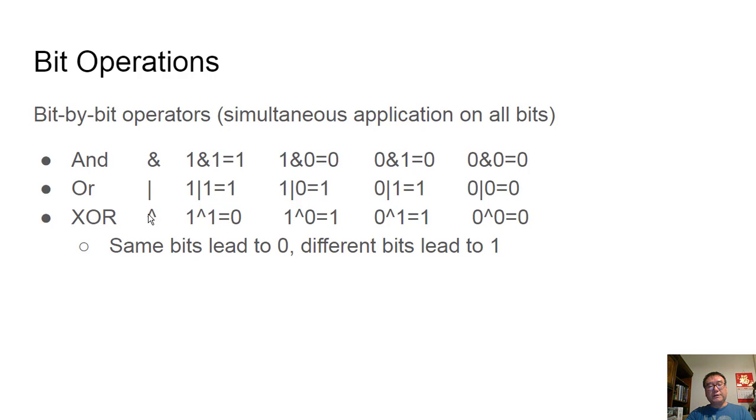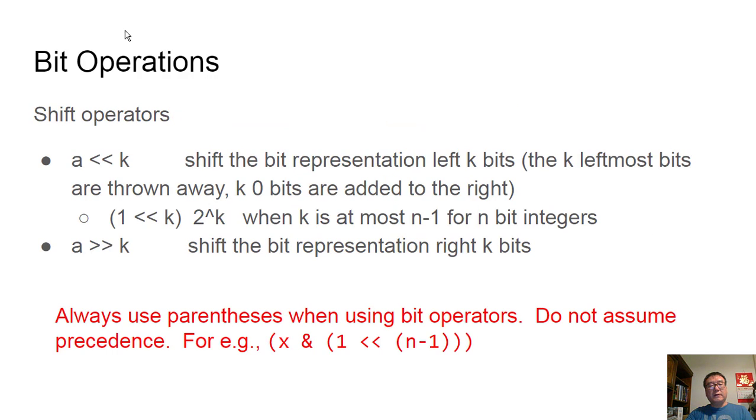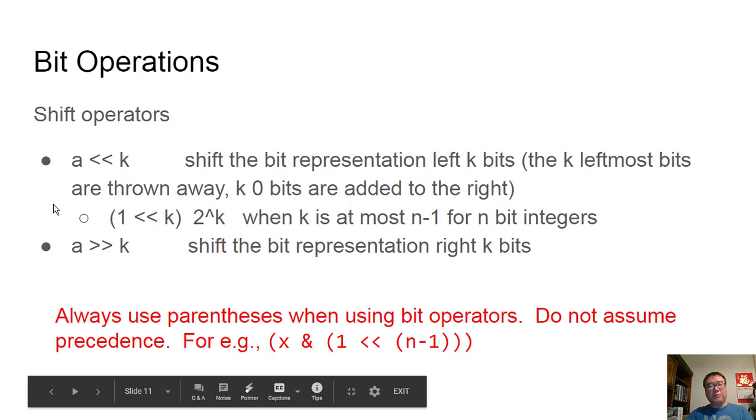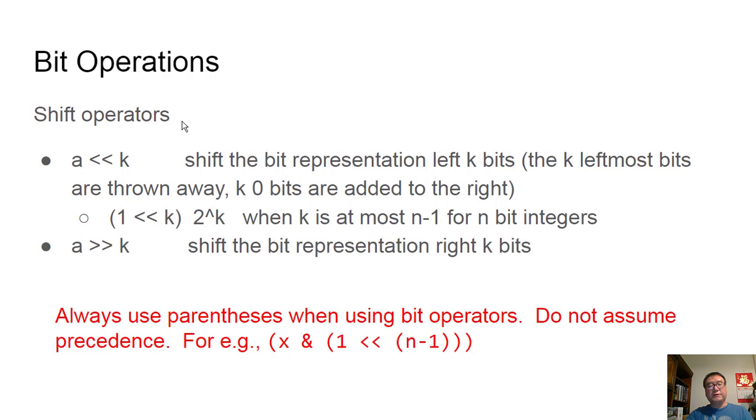Another very useful operator is the XOR. It has the property that if the values are the same, you get 0. If the values are different, you get 1. So 1 XOR 1 gets 0, 0 XOR 0 gets 0, but 1 XOR 0 and 0 XOR 1 both give 1. So these are the three bit by bit operators. Another very useful set of operators is the shift operators.